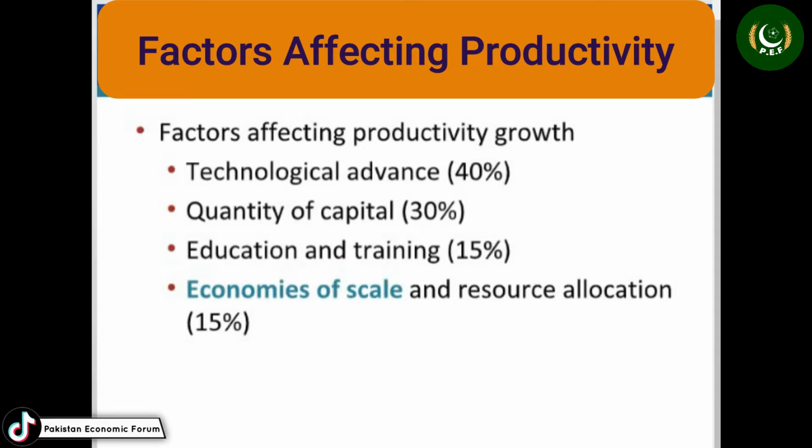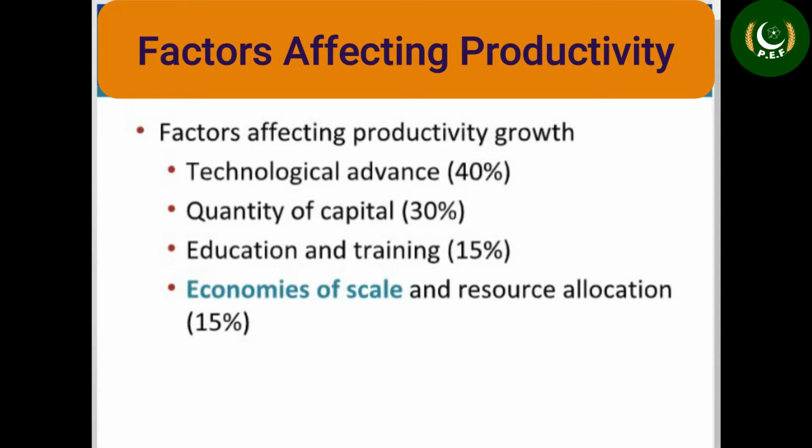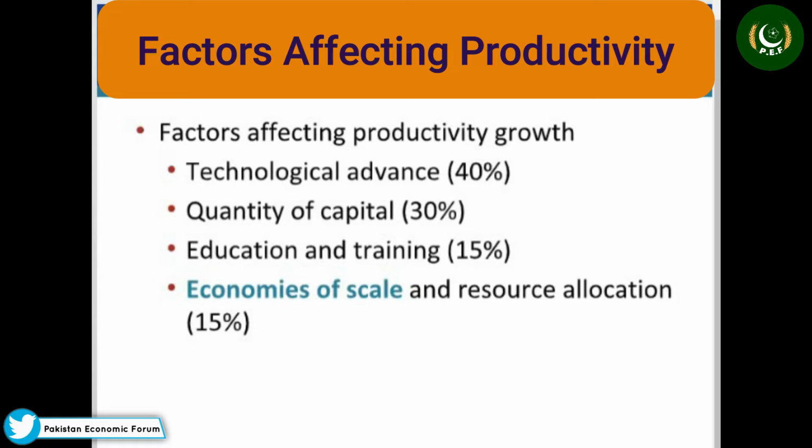The quantity of capital explains roughly 30% of productivity growth. More and better plant and equipment make workers more productive. Education and training, economies of scale, and resource allocation account for the remaining productivity growth. Investment in human capital is an important means of increasing labor productivity. By 2012, 88% of the U.S. population had at least a high school education, and 31% had a college or post-secondary education, both representing substantial increases over the past several decades.